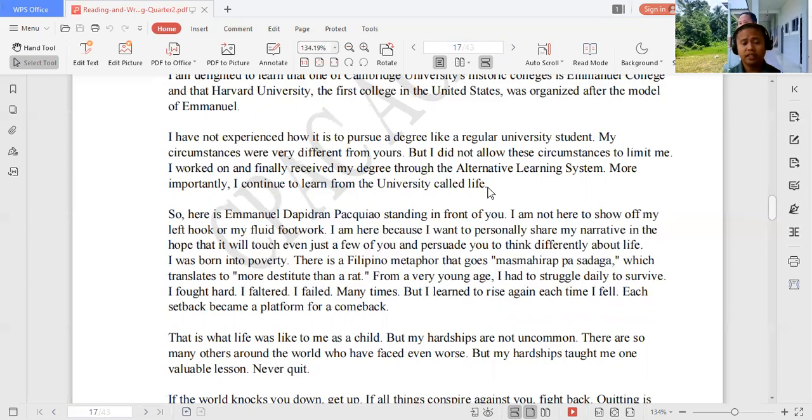I was born in poverty. There is a Filipino metaphor that goes, "mas mahirap pa sa daga," which translates to "more destitute than a rat." From a very young age, I had to struggle daily to survive. I fought hard. I faltered. I failed many times, but I learned to rise again each time I fell. Each setback became a platform for a comeback. That is what life was like to me as a child.